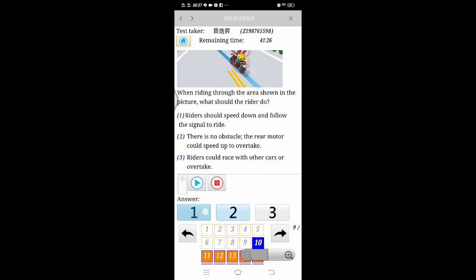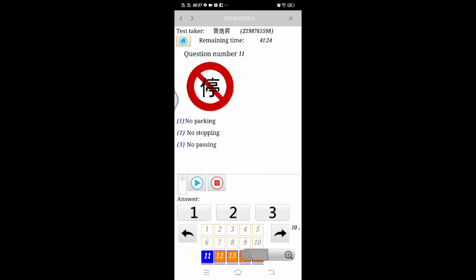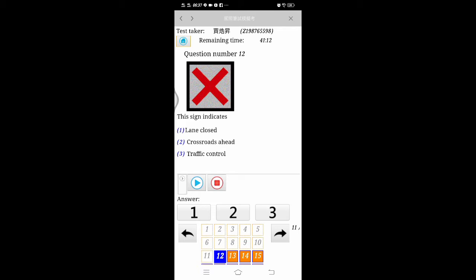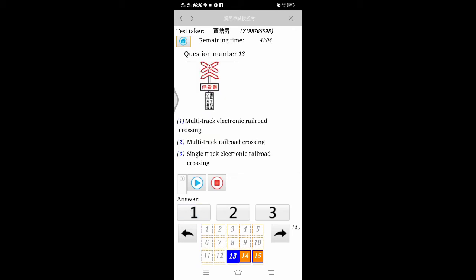When riding through the area shown, 1. No parking. 2. No stopping. 3. No passing. 1. No parking. 2. This sign indicates 1. Lane closed. 2. Crossroads ahead. 3. Multi-track electronic railroad crossing.